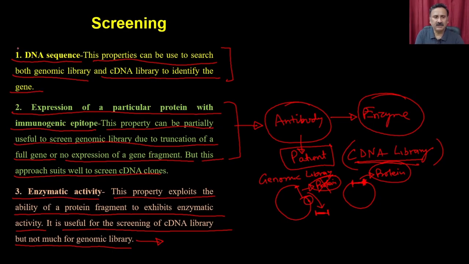So let's start the first method. The first method is where you are going to use the DNA sequence or DNA probe for screening the clones. And that can be used both for the genomic library and for the cDNA library.